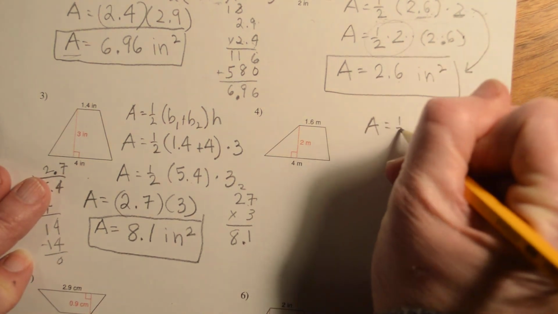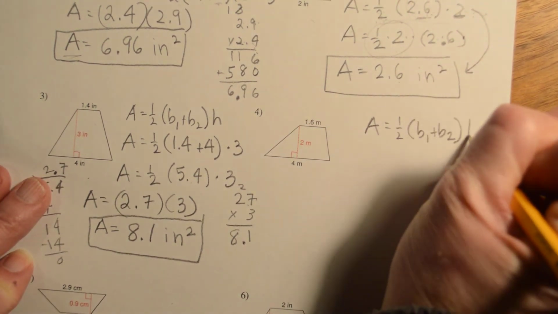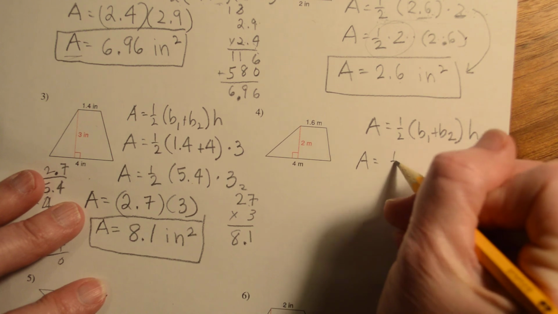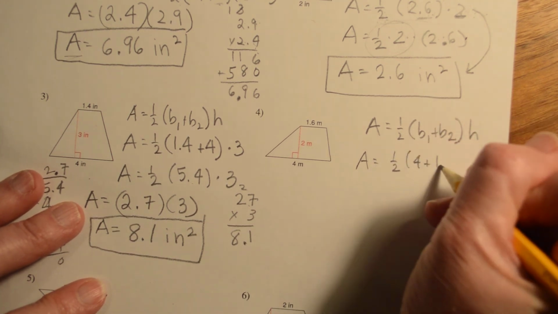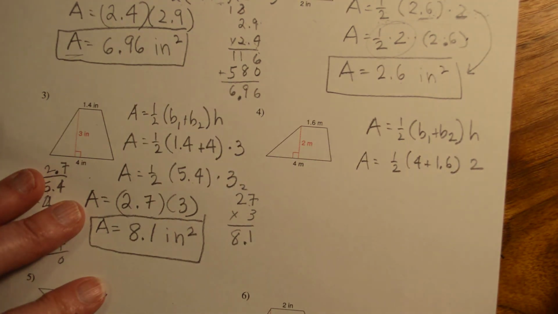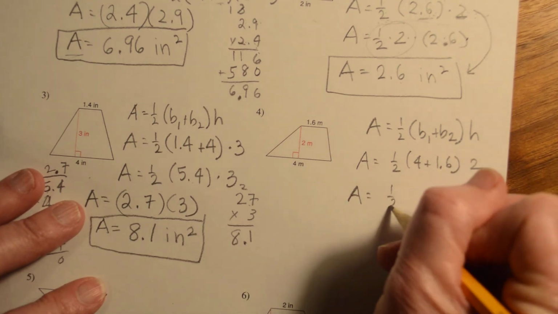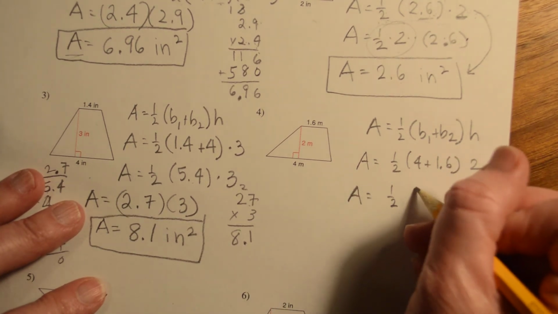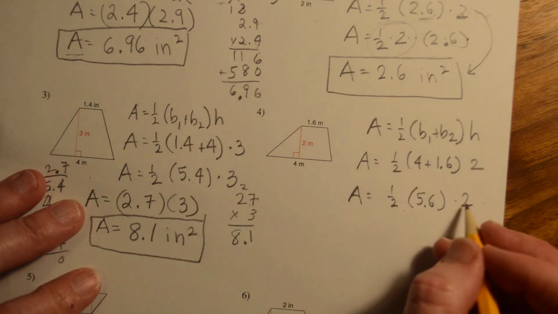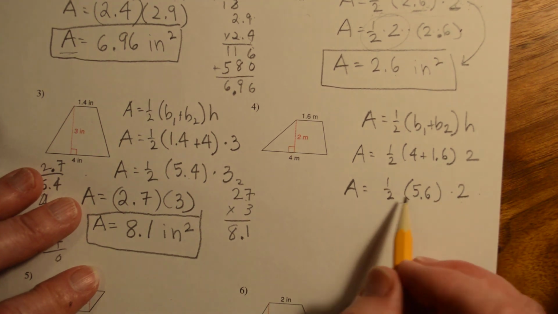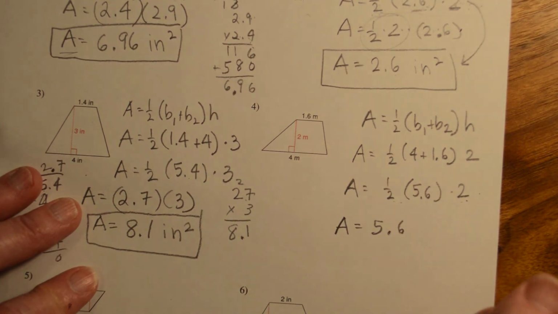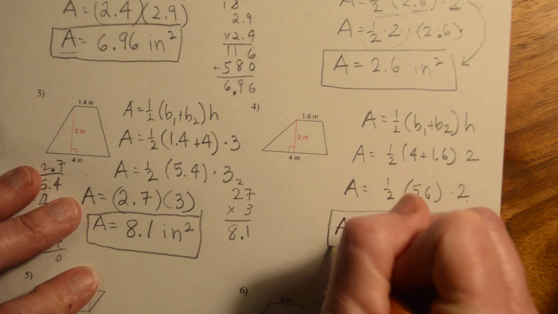Okay, did you write the formula? There we go. Area equals 1/2 base 1 plus base 2 times the height. Area equals 1/2 of 4 plus 1.6. This time I took the bottom base first. All right, times the height, which is 2. Area is 1/2. I'm going to do 4 plus 1.6 and get 5.6. And then times 2. Half of 2 is 1. If I have that opportunity, I'm going to do it. That's going to make my computations a lot easier. So half of 2 is 1, and 1 times 5.6 is 5.6. And then it's meters, so the units are meters squared.